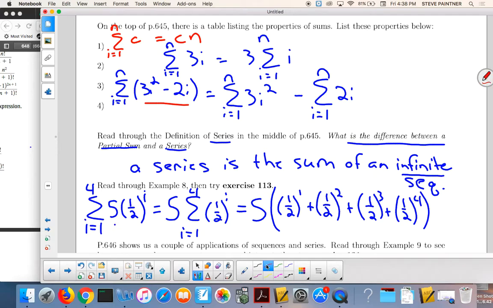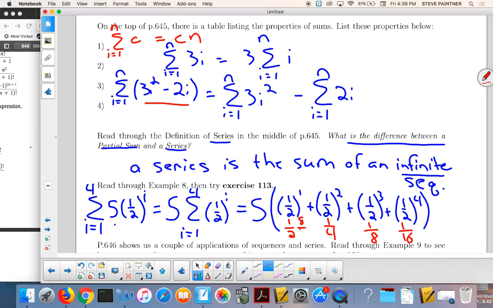Okay, 1/2 to the first power, 1/2. 1/2 to the second power is 1/4. 1/2 to the third power is 1/8. And 1/2 to the fourth power is 1/16. We need to add all these together, and to do that you need a common denominator. If you want to plug this into your calculator, you can, but I don't have a calculator, so I've got to figure this out.